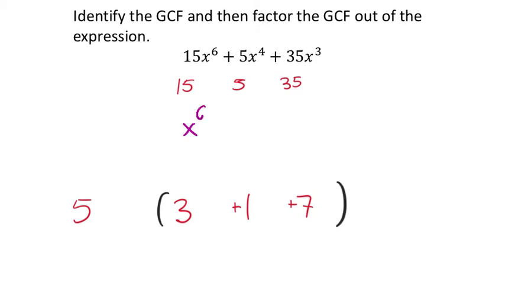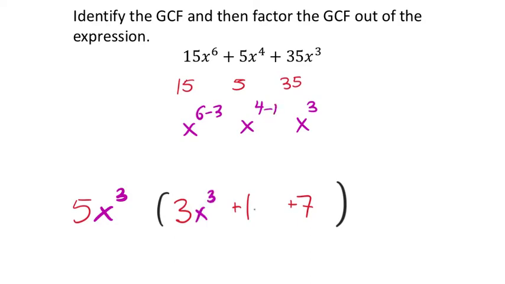Now let's look at the x's. X to the power of 6, x to the power of 4, and x to the power of 3. This one has 6, 4, and 3, so we have to take the smallest amount of x's that are there, 3 of them. So I'm going to pull out 3 x's. That's multiplication, so it's x to the power of 3. And then how many x's do I have left? Well, that'd be 6 minus 3. That would give us x to the power of 3 there.